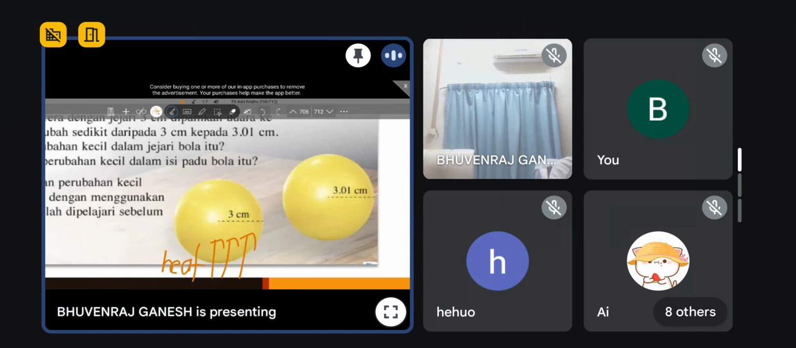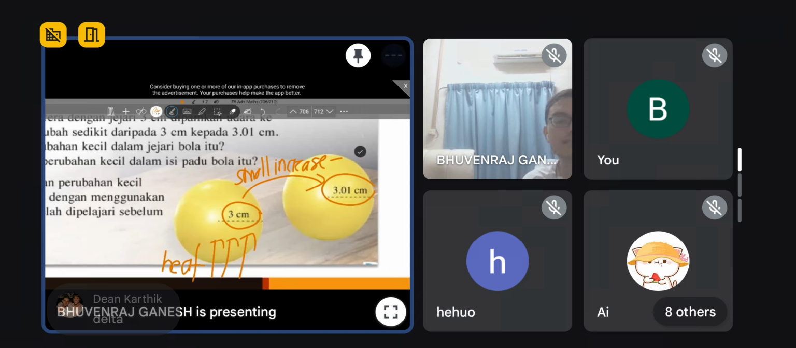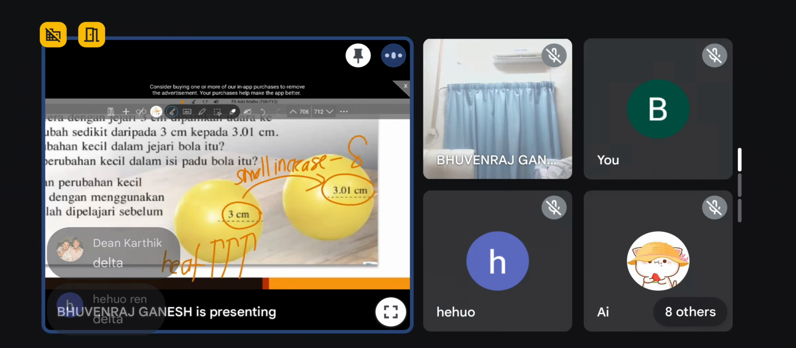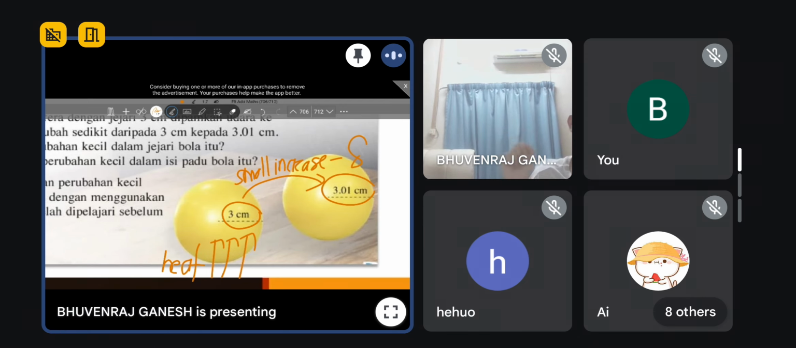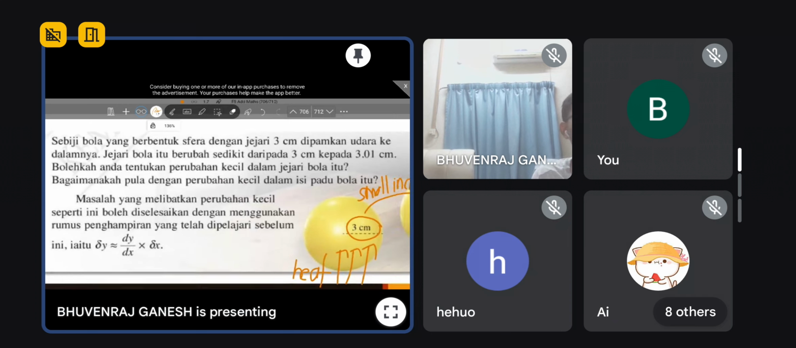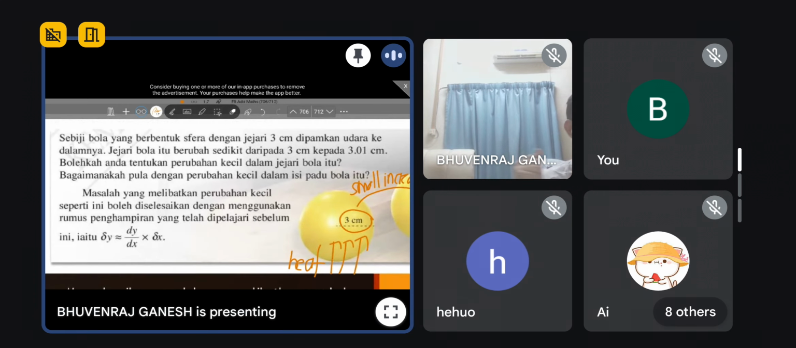Okay. So now guys, I ask you, 3 to 3.01, is this a small increase or big increase? Adakah ini perubahan kecil atau perubahan besar? Yes, it's a small increase. So small increase, what symbol do we use guys untuk menggambarkan perubahan kecil? Delta or D? Very good. Small increase is always delta. Okay, big increase is D. All right. So now you see the situation. So jejari 3 cm. So they pump udara. Okay. So basically, you're going to use this formula to count everything. So guys, sphere, sphera. Who can tell me the formula of the volume of sphere? Isi padu sphera. What is the answer?